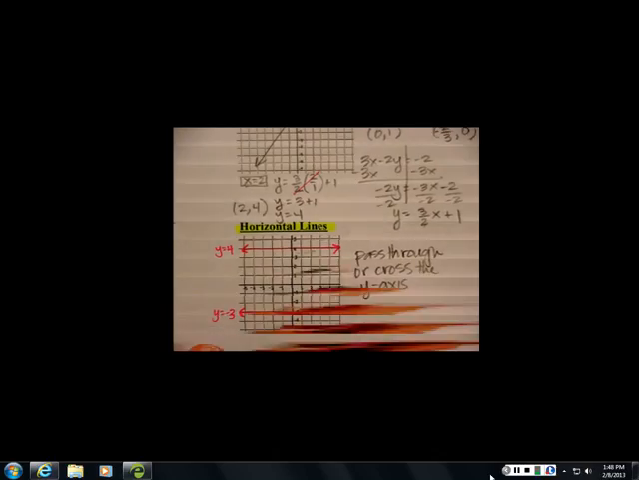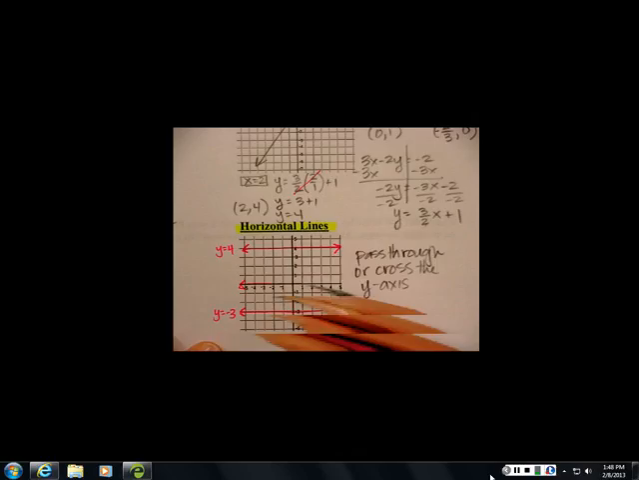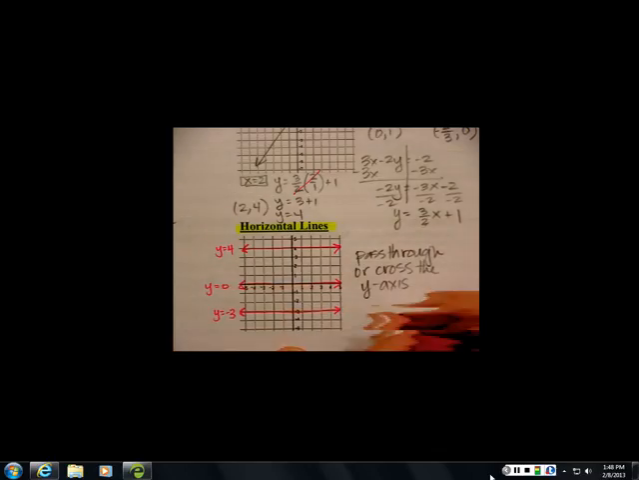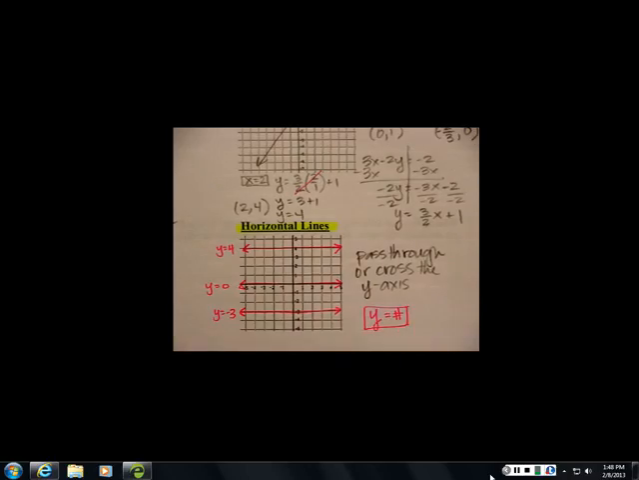What about this, though? What if I have that? This cuts through the y-axis where? It crosses through the y-axis at 0. The general form for a horizontal line is going to be y equals some number. It cuts through the y-axis at whatever that number is.